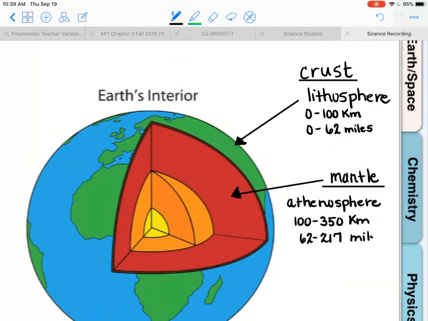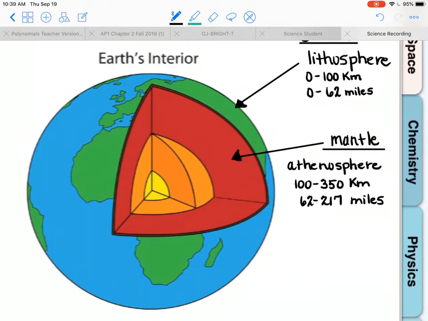And I'm giving you both of these because some students know about miles and some know about kilometers. And this has the consistency of soft plastic. So if you think of anything that's made of a soft plastic, it's bendable, it's pliable. That is the texture, the consistency of the elements of the asthenosphere.